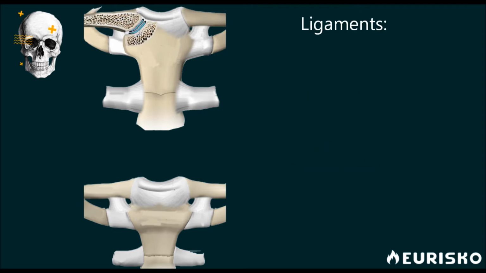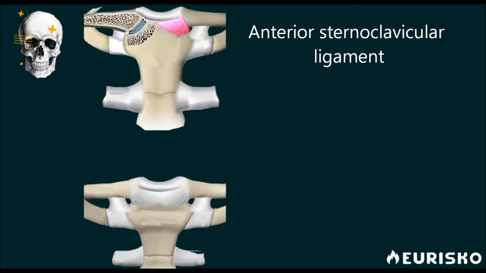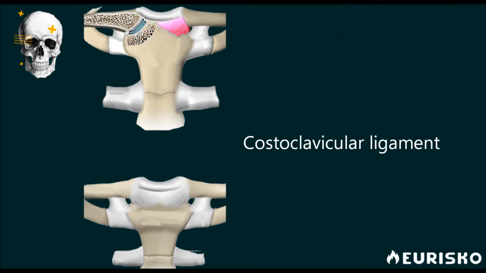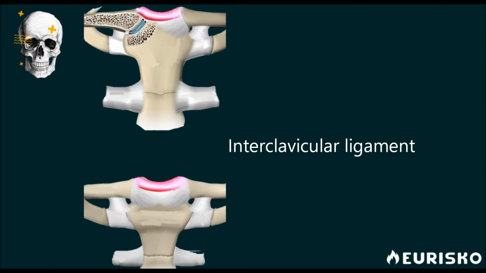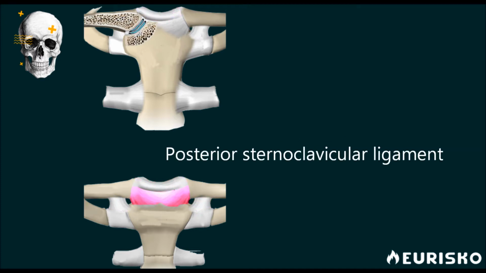Ligaments strengthening the joint: anterior sternoclavicular, costoclavicular, interclavicular, passing between two clavicles, and posterior sternoclavicular, situated on the posterior surface of the thoracic cage.